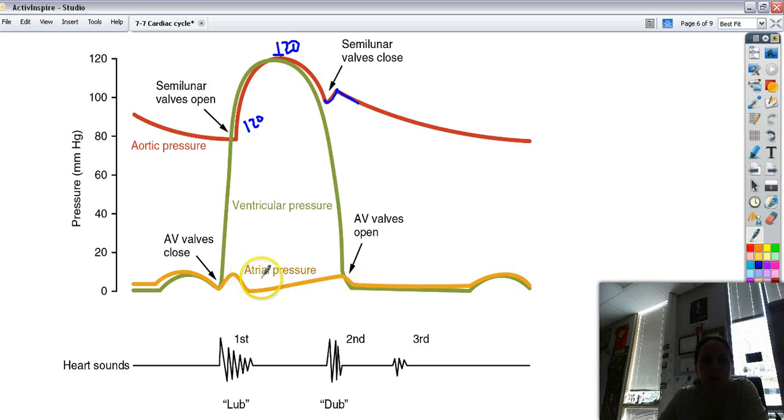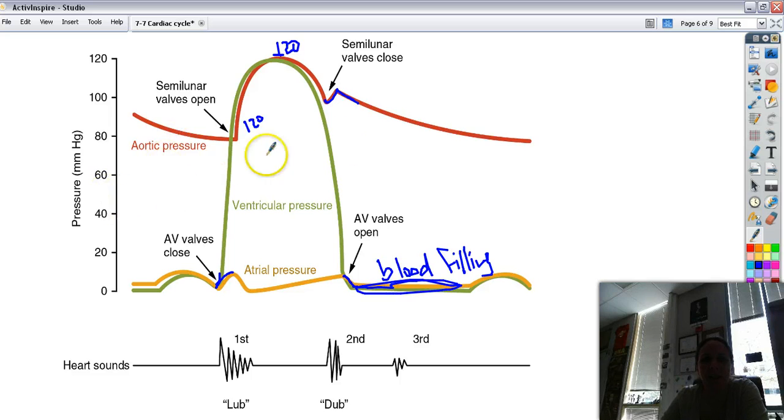In the atria, the pressure doesn't really get too high, because remember, they're thin, so they're not meant to have huge pressure. But what we can see is that there's a little bump in pressure when the AV valves close, so there's like a recoil in the atria, and then when they open again, that lowers the pressure as the blood is filling. So all these flat parts right there are where the blood is filling.